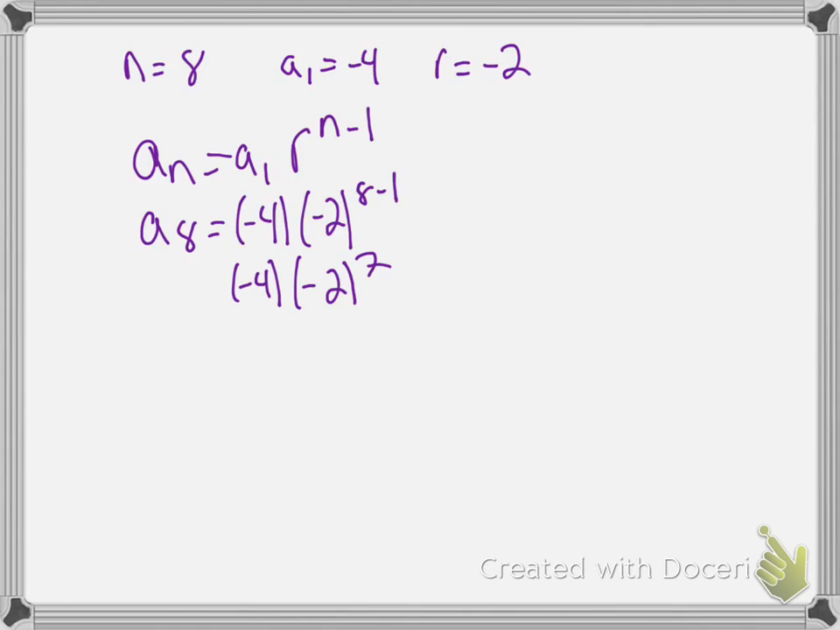So give me a minute. I have it as -128, double check me, times -4 gives me 512 as my answer. Two negatives make a positive, so my 8th term would be 512.